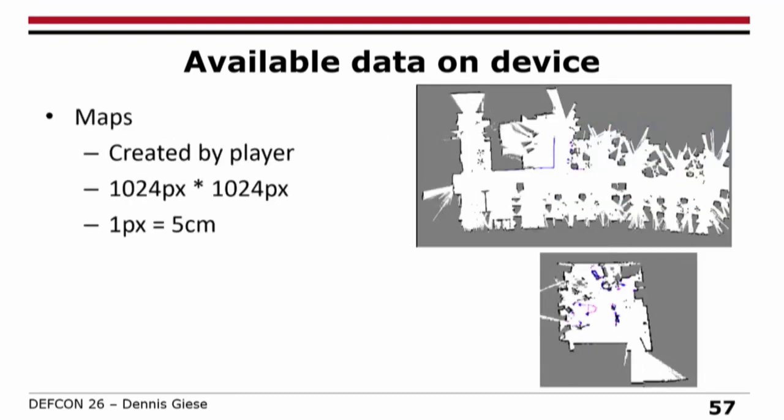Speaking of maps, this is how the maps look like. You have a bitmap, which is 1024 pixels times 1024 pixels, and they have an accuracy of more or less 5 centimeters per pixel. I think in stupid units it's like 2 inches, I believe. Yeah. Okay.